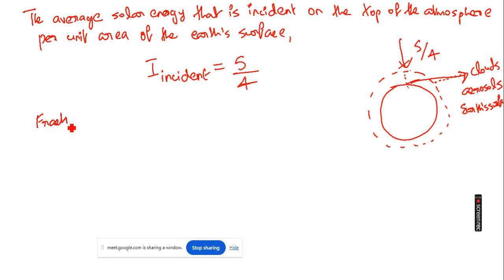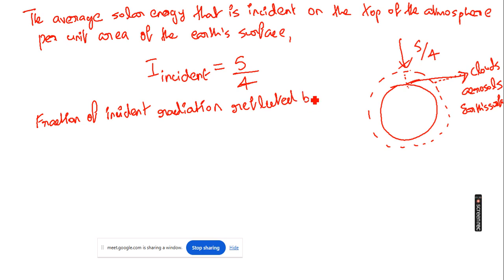Fraction of incident radiation that is reflected back is albedo. So in case of Earth, the average albedo is basically having a value of 0.3.